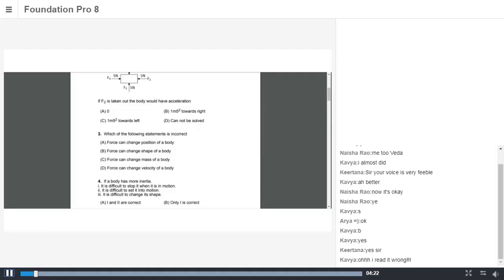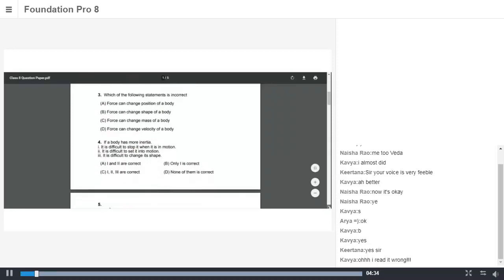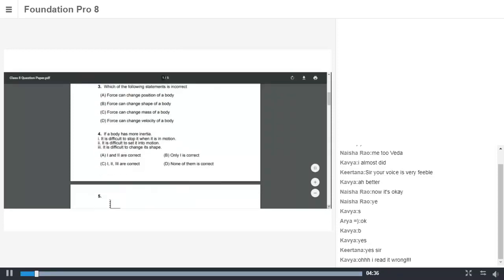What all things can force change? Force can change the position of the body. It can change the velocity of the body. It can change the shape of the body. But it can't change the mass of the body. So what is the answer for this? The answer for this is C. So you need to be a little attentive while reading the question, not a difficult one.